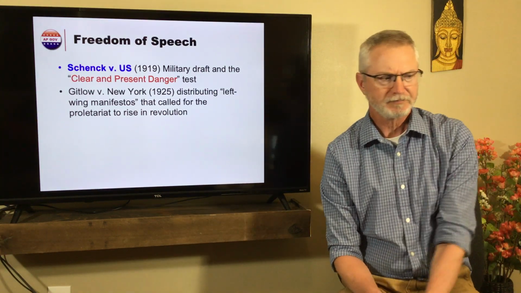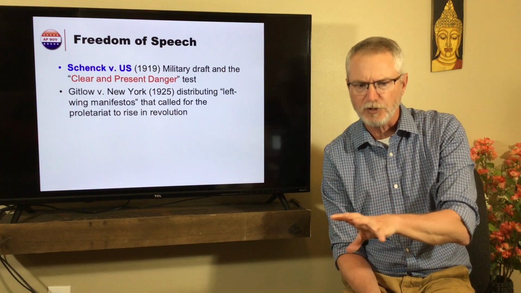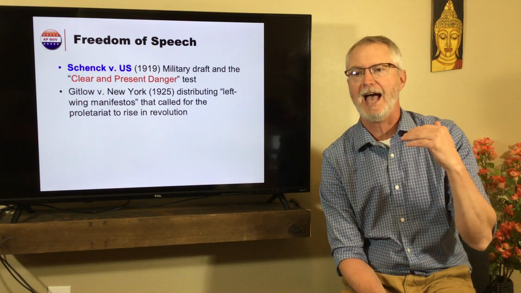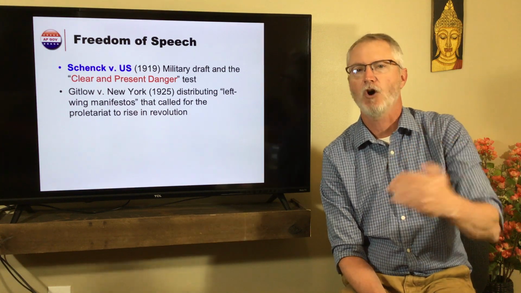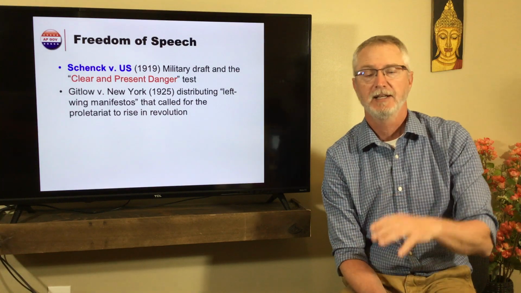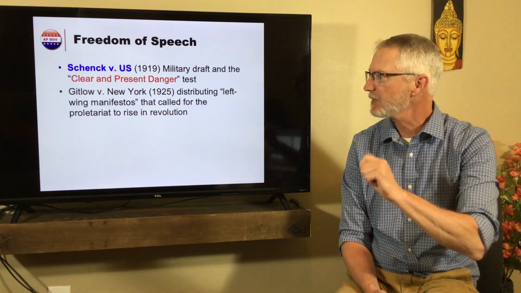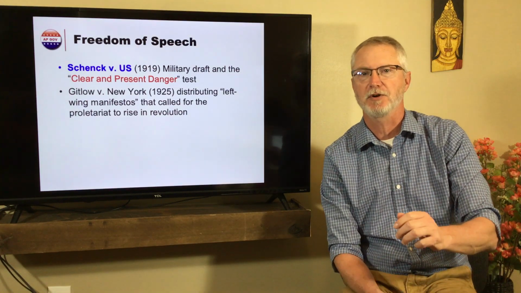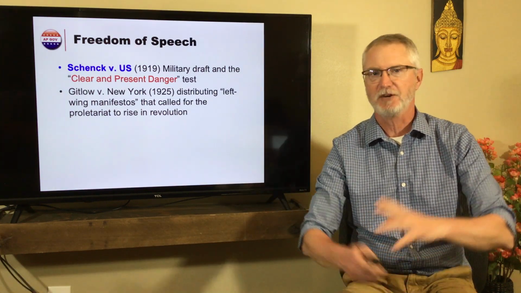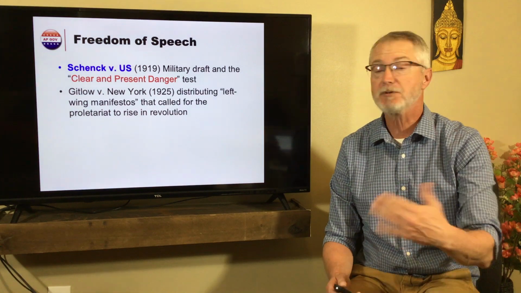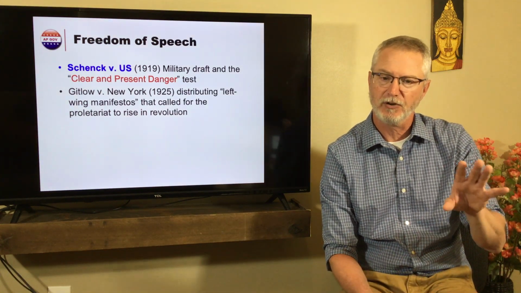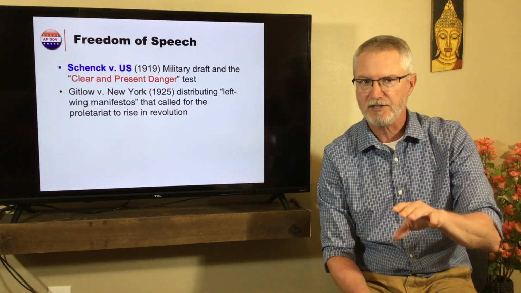A case that followed this was Gitlow versus New York, in 1925. Another important case dealing with whether you can speak out. What Gitlow was doing is he was actually advocating for the active overthrow of the U.S. government because of its involvement in World War I and in world affairs. So he was passing out these left-wing manifestos that said the proletariat needs to rise up in revolution and get rid of the bad guys. He was arrested, and in that case he actually loses his case in district court.